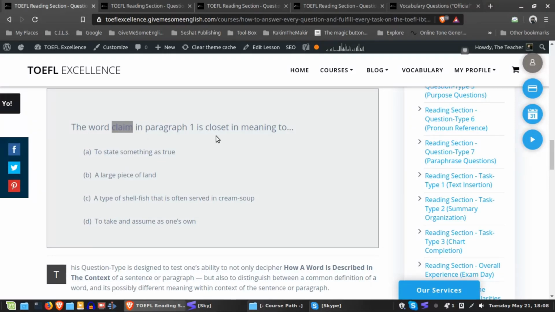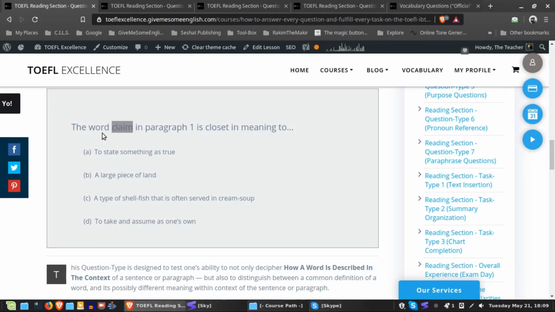The word claim in paragraph 1 is closest in meaning to. Now, this is another thing that will give you a clue right away that this is a vocabulary question, is because the word will always be highlighted somehow, usually in a gray box like this. So that way you don't really need to worry about identifying this question type. Like with the last one, we talked about how to identify the question types to save your time. Obviously, you'll see that this is a vocabulary question right away when you just look at it without even having to read anything.